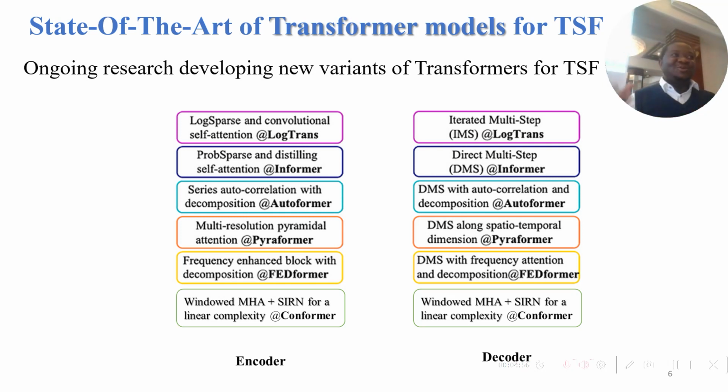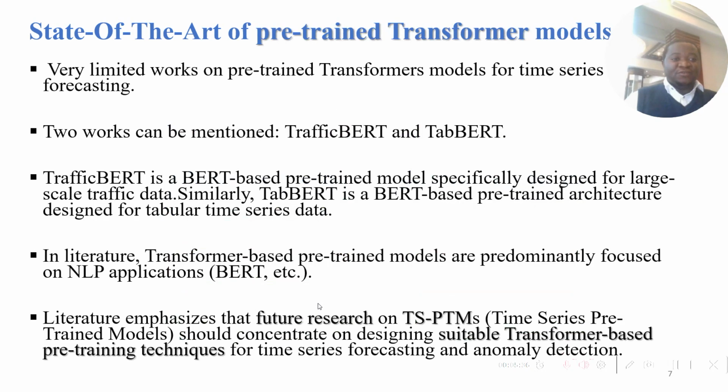Transformer models have been used a lot in natural language processing and in computer vision, but now researchers are modifying the architecture of the original transformer to fit time series data. Some of the well-known transformers for time series are the LogTrans, the Informer, the Autoformer, the Pyraformer, the FEDformer, and lately the Conformer. There are a lot of papers that can give us more details about these transformers.